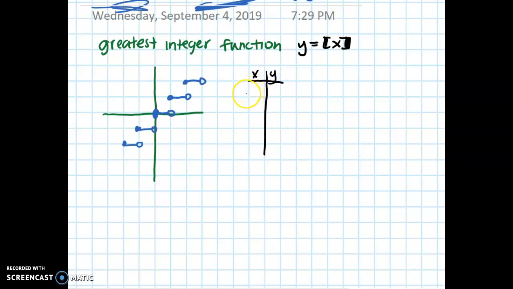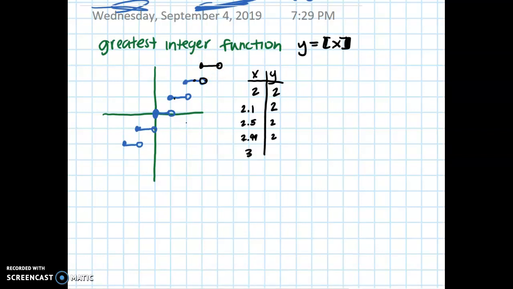So if I say x equals 2, y is going to equal 2. If x equals 2.1, y is going to equal 2. If x equals 2.5, y is going to equal 2. If x equals 2.99, y is also going to equal, you guessed it, 2. But the second I hit 3, then my graph is not going to be here. It's going to jump up to here. And that's going to be 3.